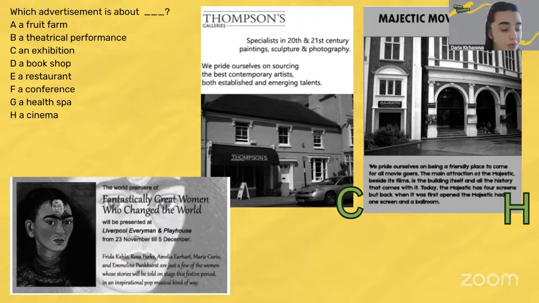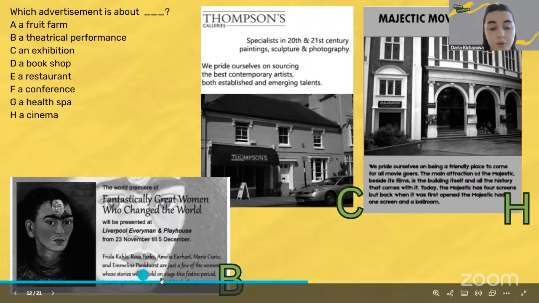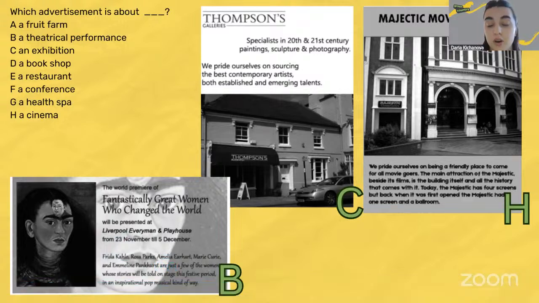And it will be presented at Liverpool Everyman and Playhouse. Okay, here we can see that the answer will be B. So we are talking about theater, performance, because we have stories that will be told on stage. So something will be performed on the stage of the theater. Okay. What does it mean?